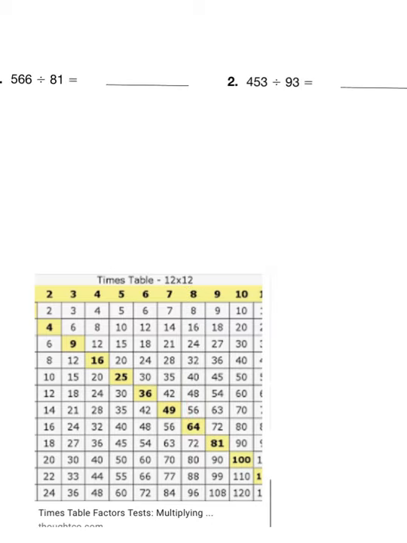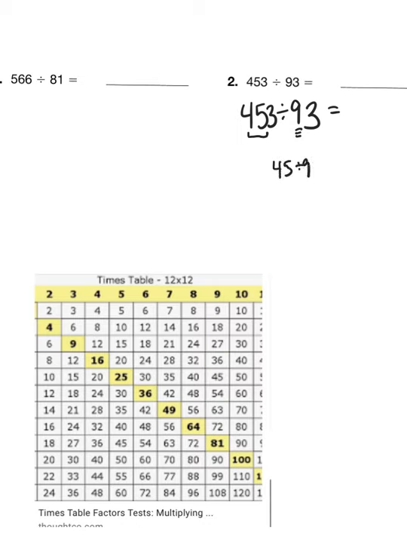All right, so now for number 2, we're going to do 453 divided by 93, and we're going to do the same thing we did before. We're going to use our times table chart just to help your brain make the connection between these larger numbers and our compatible numbers that belong to the same fact family. So I'm going to say that for 453 divided by 93, the digits that are jumping out at me here are 45 divided by 9.